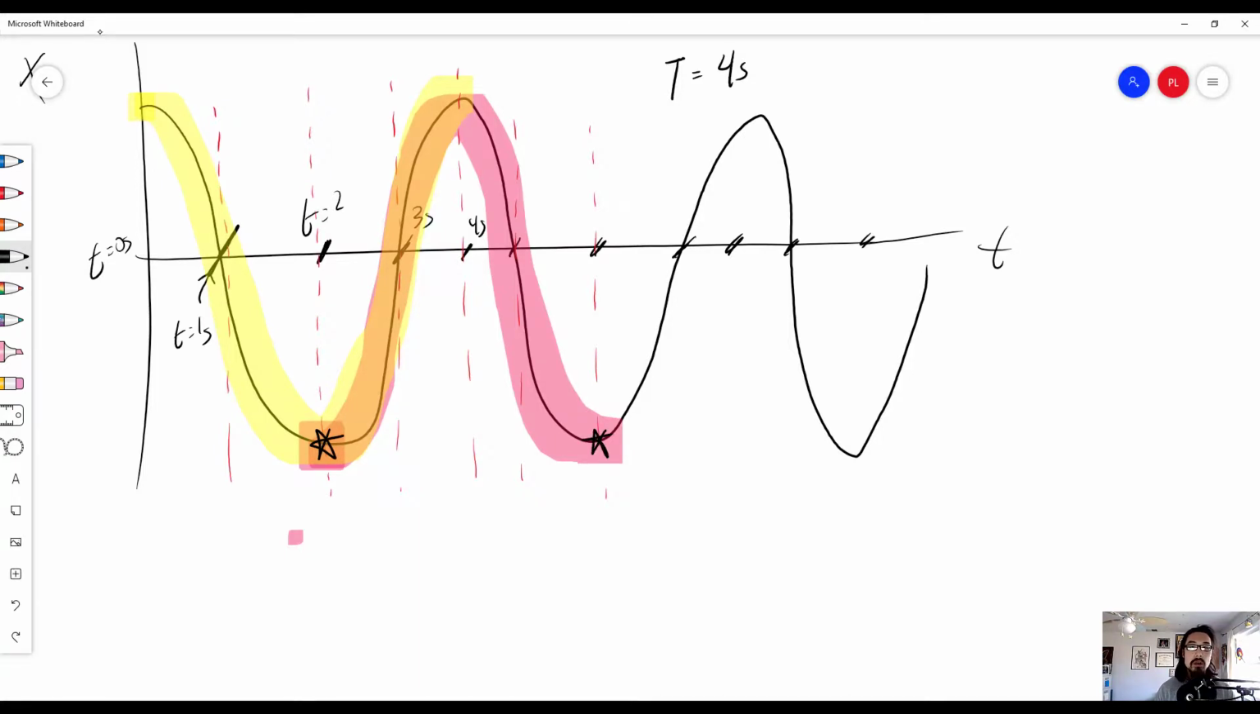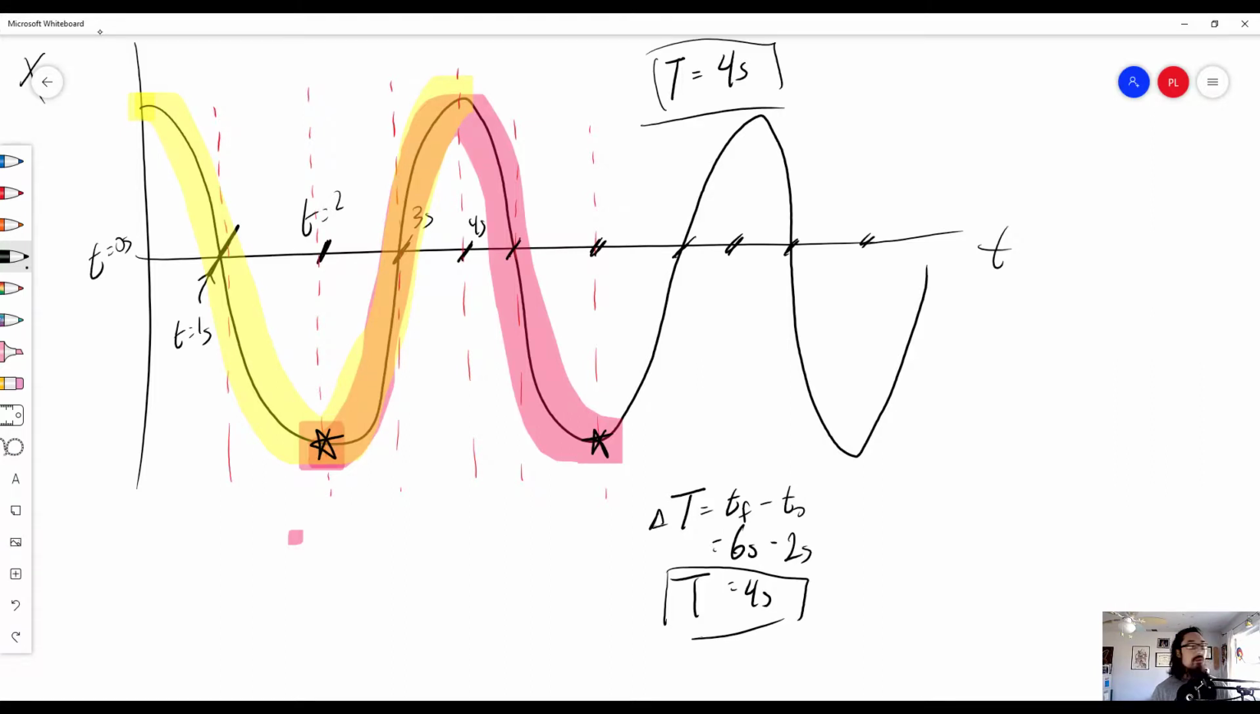So the period should be 4 seconds, and we can see this because, remember, delta t is time final minus time initial. We know that time final is 4 seconds, 5 seconds, 6 seconds. So we have 6 seconds minus your time initial, which was 2 seconds. So we get a total of 4 seconds for the period, and that is the same as what we said above. So the period for a pendulum never changes. Okay, so that's how you can find the period according to the pendulum.